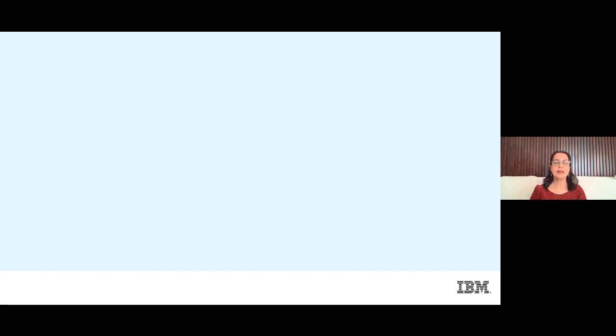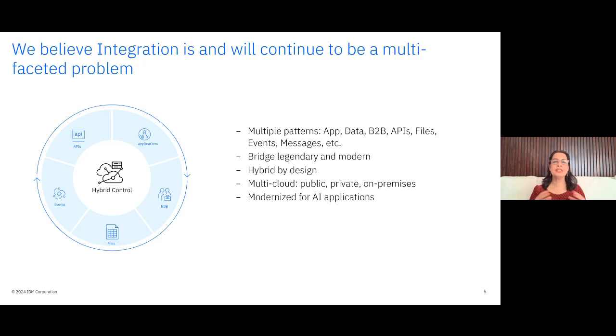So let's start with understanding what integration is. In IBM terms, we understand integration to be multifaceted. And what do I mean by that? Integration is not just app-to-app integration. It's a number of different use cases. It's definitely app-to-app, but it also involves trading partner and supply integration, there's data integration, as well as API management, file management, what we call managed file transfer. And there's event-driven integration as well as message-oriented integration. So as you see, it covers a lot of different use cases.